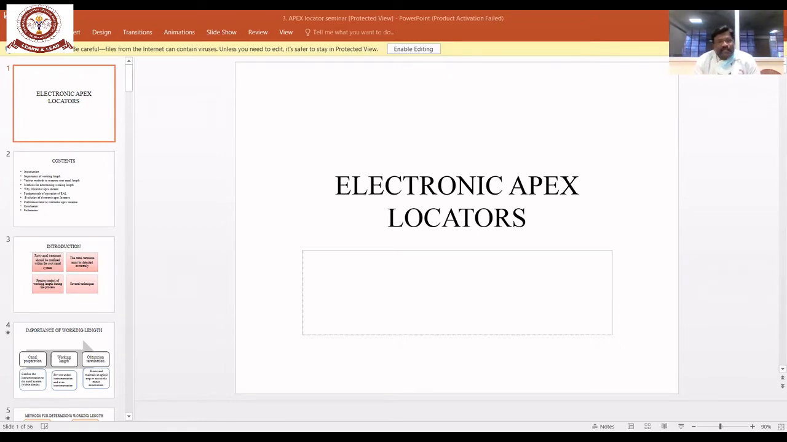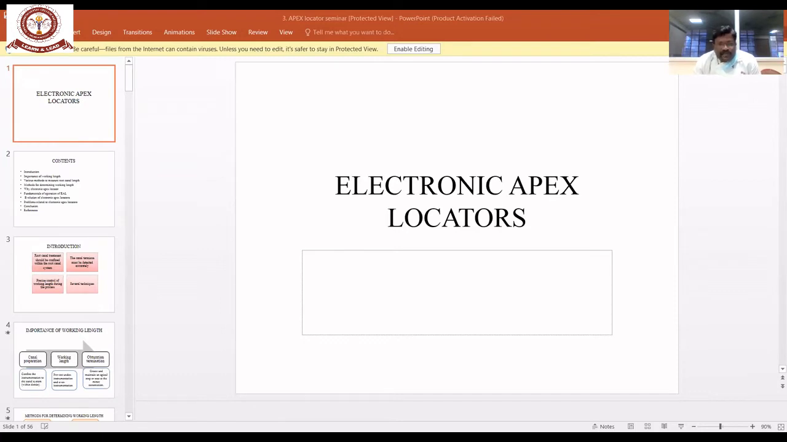So before starting with the introduction of apex locator, we have to know what is the main goal of a root canal treatment. The main goal or objective of root canal treatment is to control infection through complete debridement, disinfection, and filling of the root canal.